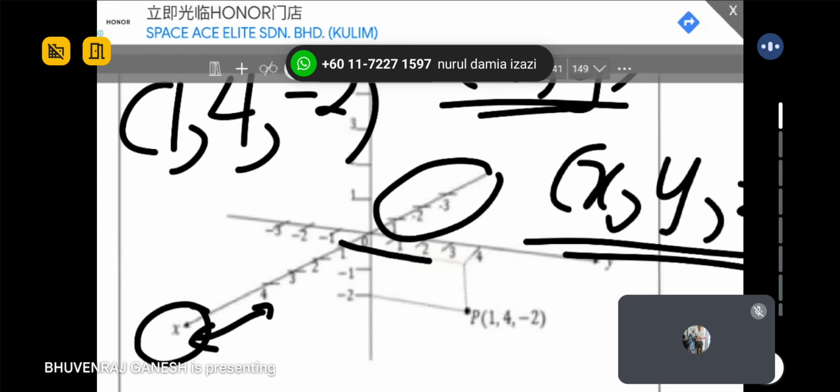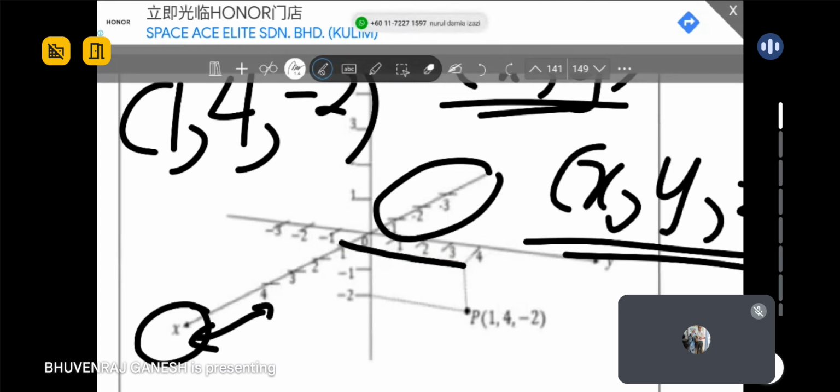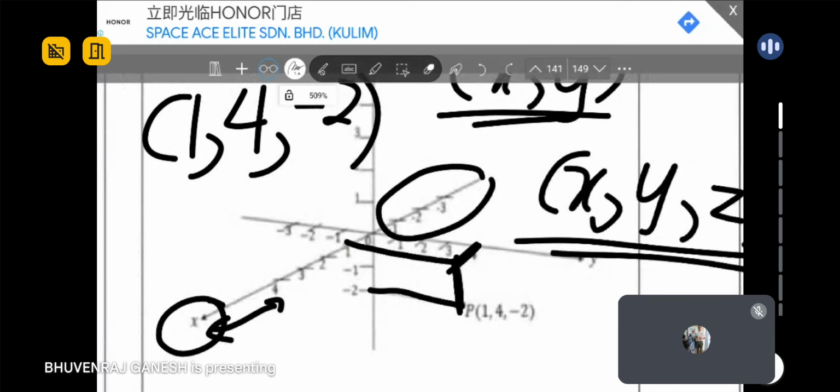So you just label the same way. You can see X is 1. You draw a line. And then Y equal to 4. Y sama dengan 4. So you draw another line here. And then Z equal to negative 2. So finally, they will all meet up at this point lah. Mereka akan semua sambung kat titik tu. Alright, so that's why this one is your answer. Boleh faham, guys? Can you understand?